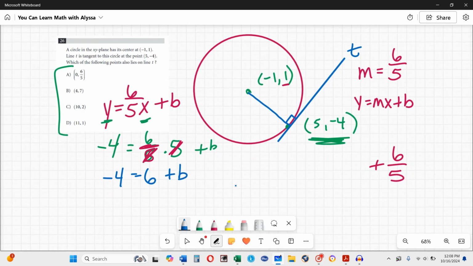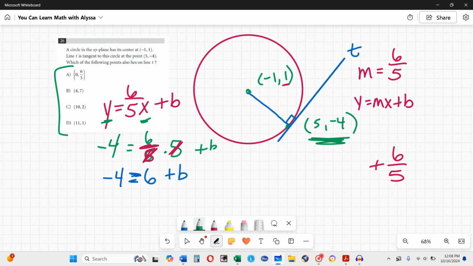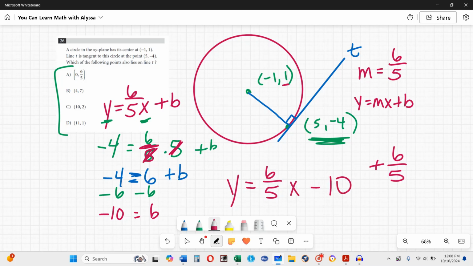And so to solve for b, since 6 here is being added, I need to do the opposite. I need to subtract 6 from both sides. And I get that b is equal to -10. Now I know my final equation for that line is y equals 6/5 x minus 10.